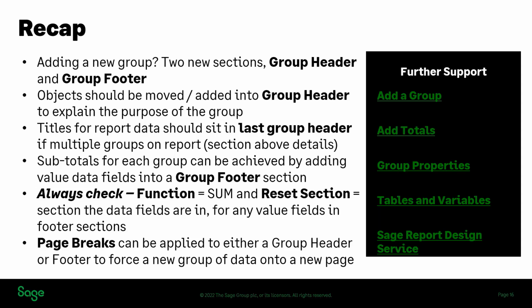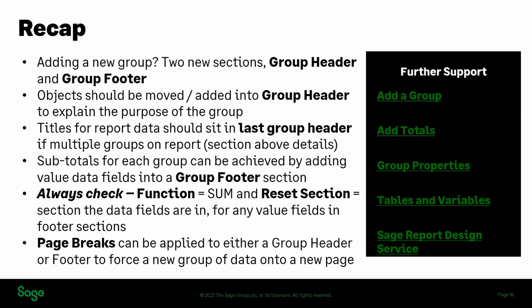The objects relating to that group should either be moved into the relevant header section, or you could add them into the section from scratch by using your add text or add data field options. So this would be to explain what the group is. So in the demonstration today, I moved the department information from the page header and details sections into the department number header, and then I did the same with the customer's account reference and moved that into the account ref header.